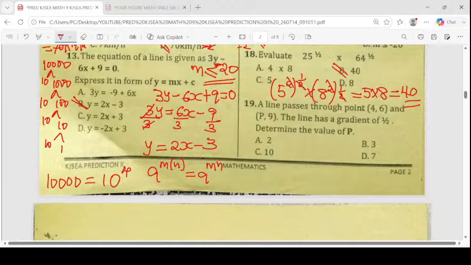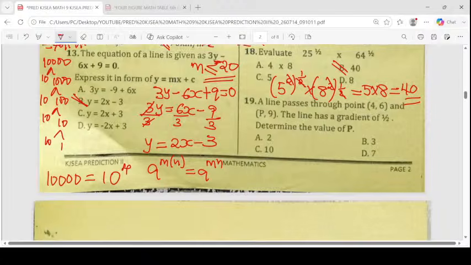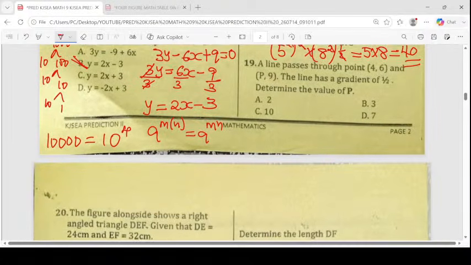Choice B for boy. Question number 19. A line passes through the point 4, 6.